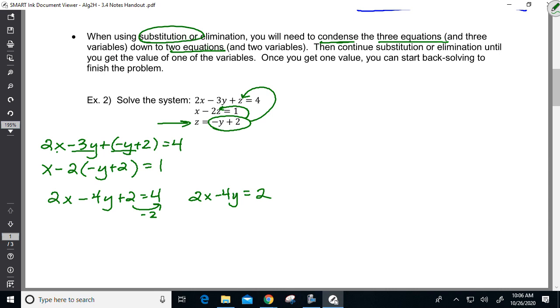Now I'm going to rewrite the second equation. Distribute the negative 2, that's x plus 2y minus 4 equals 1. Take negative 4, move it over, so we can add 4 to both sides. X plus 2y equals 5. So now we've condensed it. We've taken the z variable out, and now we just have x and y left over.